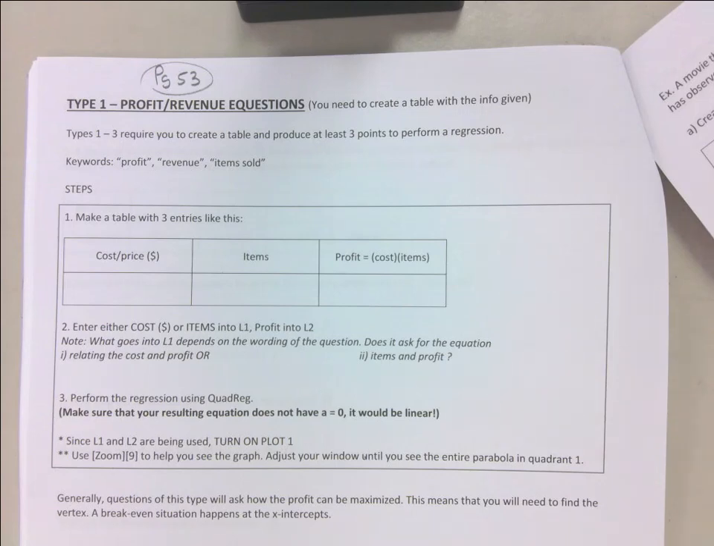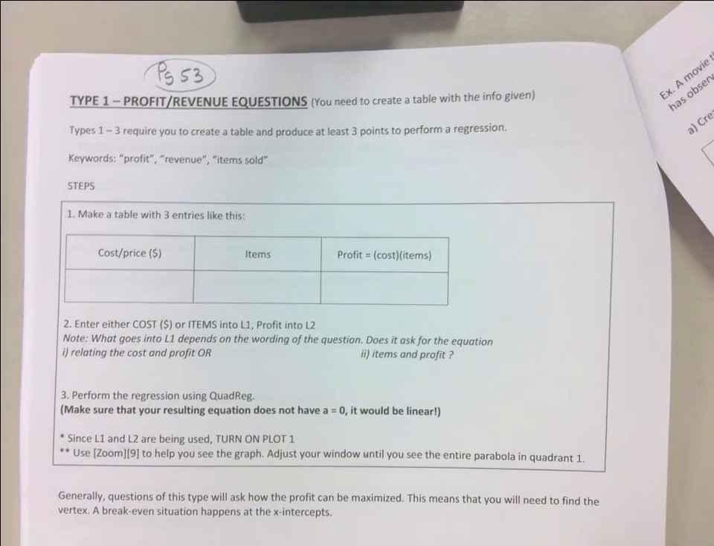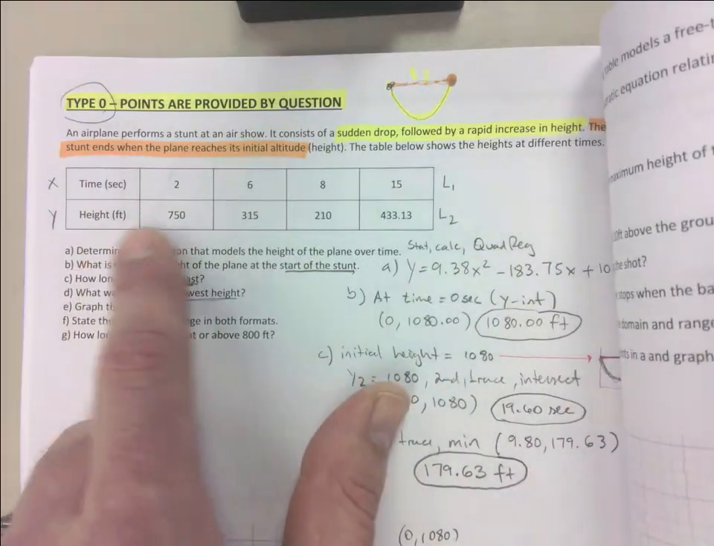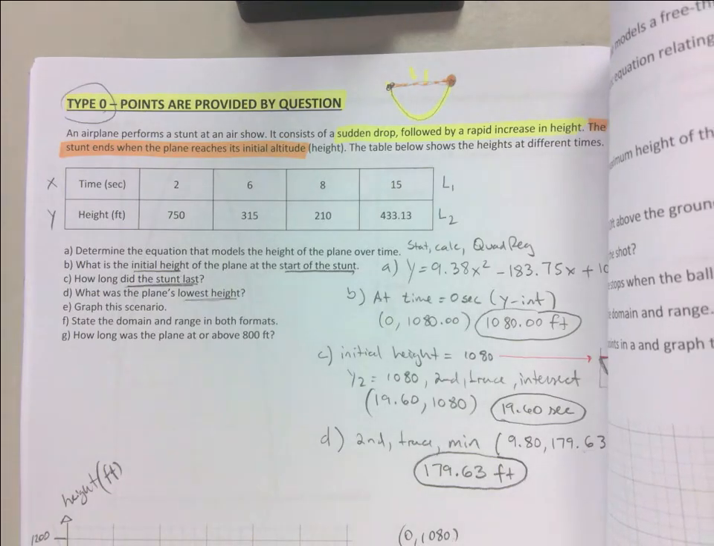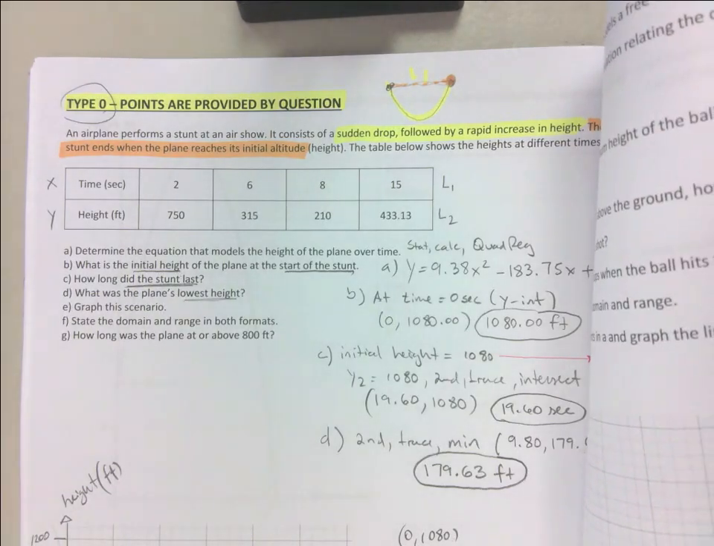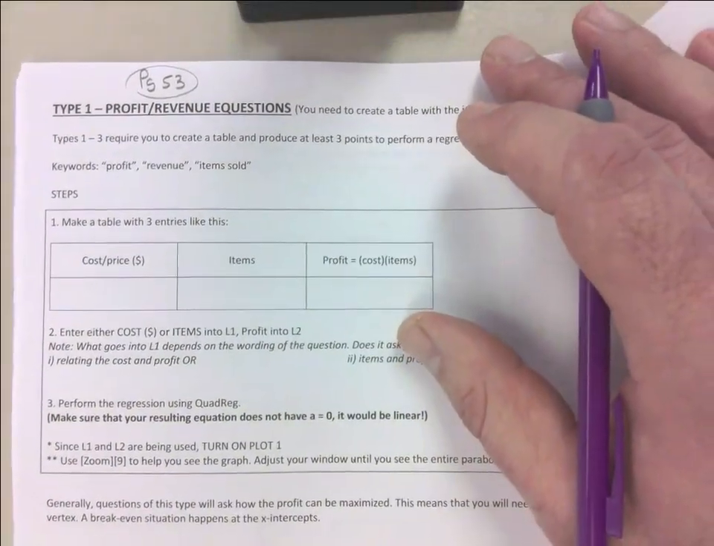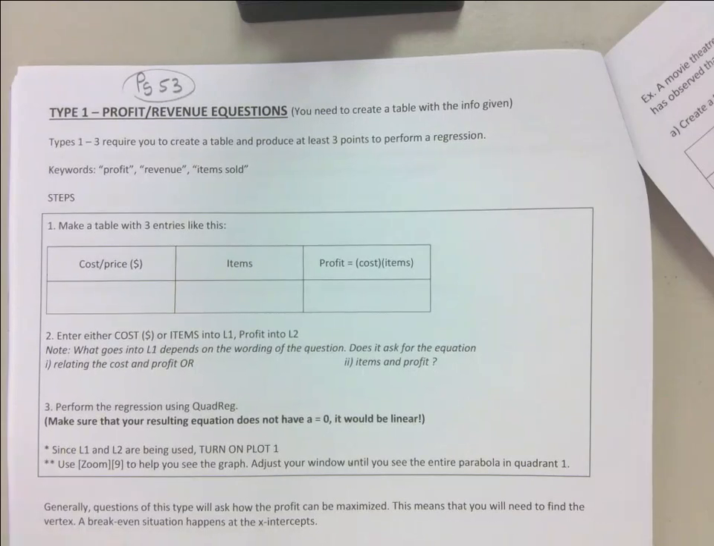That you don't have to do a thing. Here are the points, just type them in. Either a table or the question just flat out gives you 3 points, no questions asked.